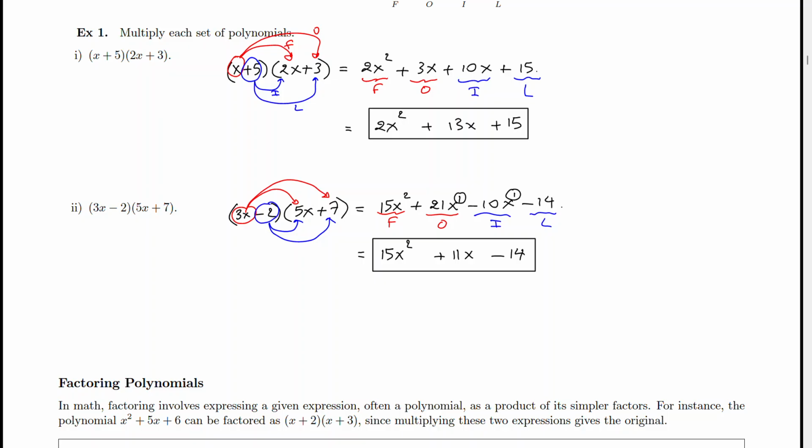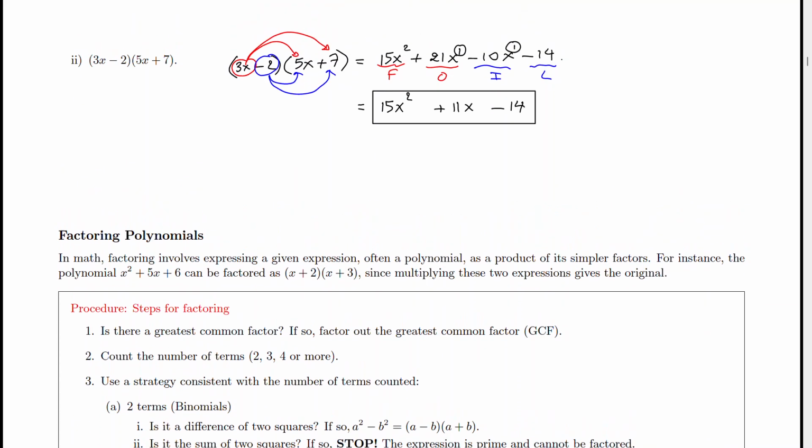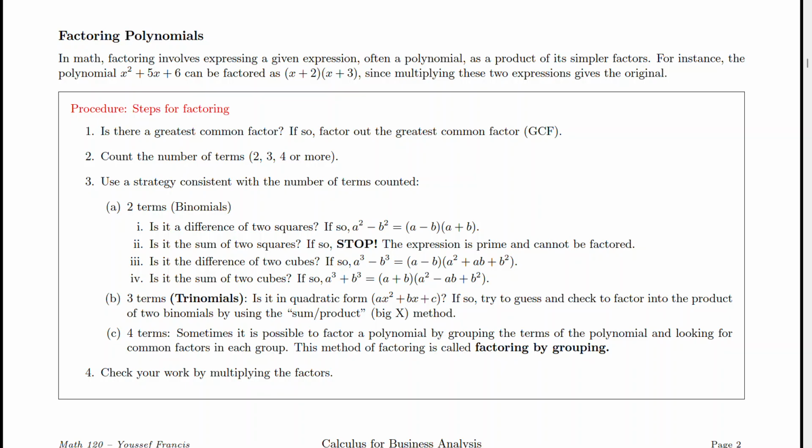So now what we want to do is review how to factor polynomials. The process is a little bit more involved, but basically the idea is, what if I give you this answer that's in the box and I want you to go backwards? That process is what we call in math factoring. There are different methods and techniques for factoring depending on the number of terms that you have in the problem. If you have 2 terms versus 3, 4, or more, you will apply a different strategy.